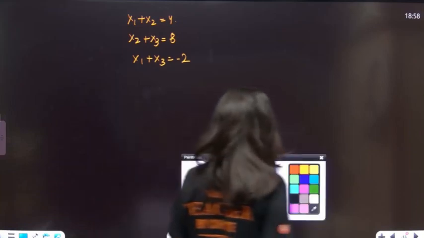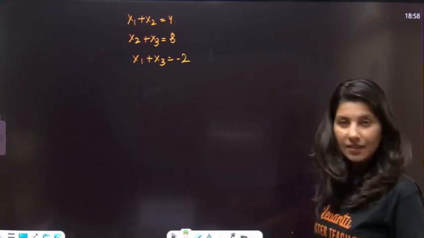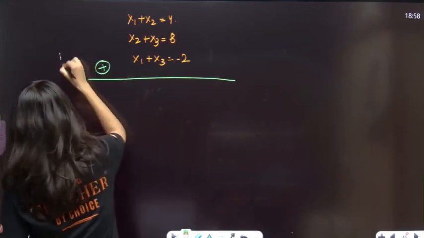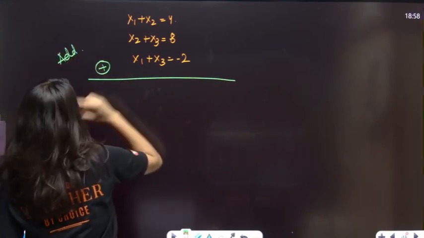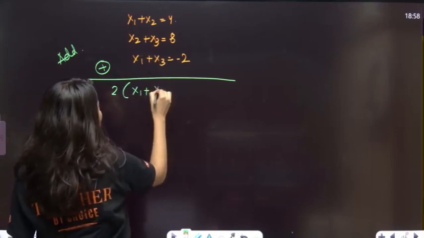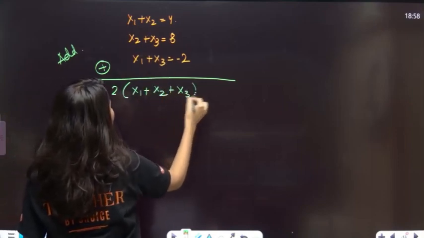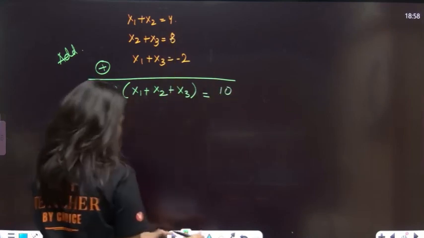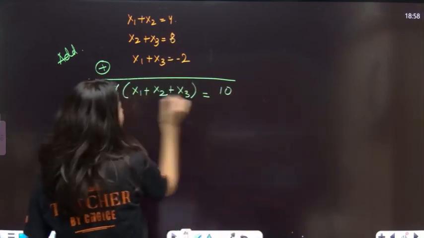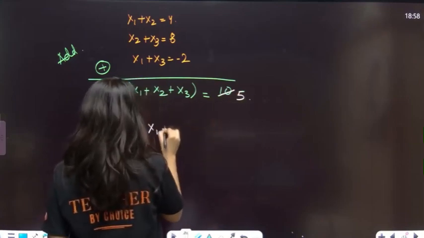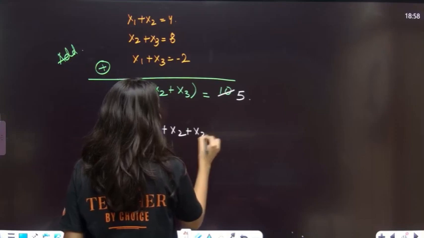Now what we are going to do is add all the three equations. So x1 plus x1 will be 2x1, x2 plus x2 will be 2x2 and then 2x3. This is 4 plus 8, 12. 12 minus 2 is 10. So now x1 plus x2 plus x3 is nothing but 5.